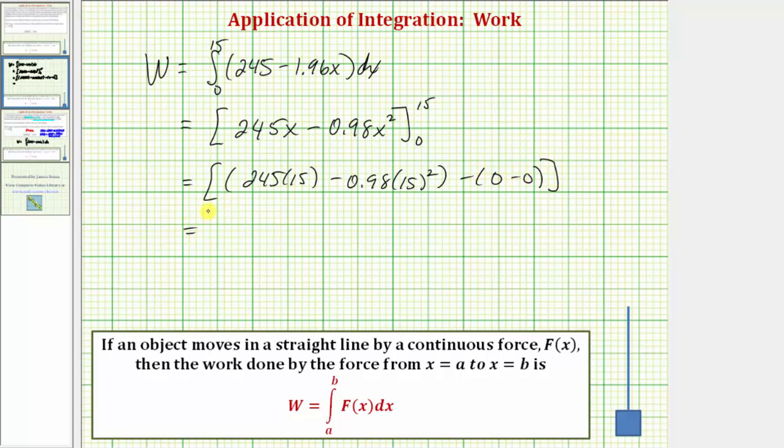So simplifying, 245 times 15 is equal to 3,675, minus 0.98 times 15 squared, which is equal to 220.5. Subtracting, we get 3,454.5, and the units would be joules.